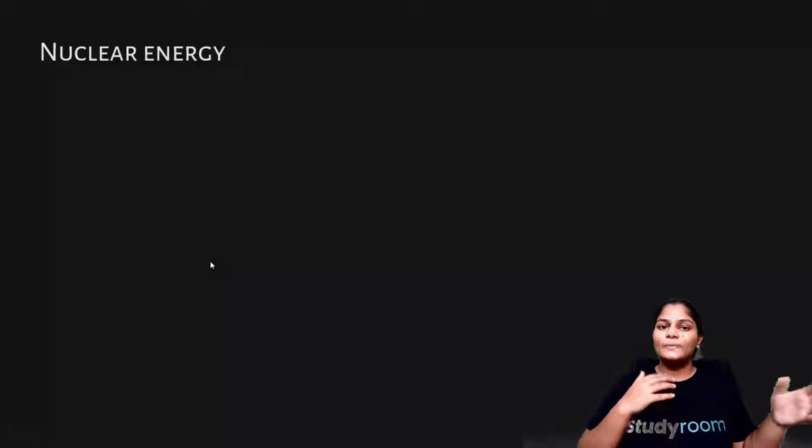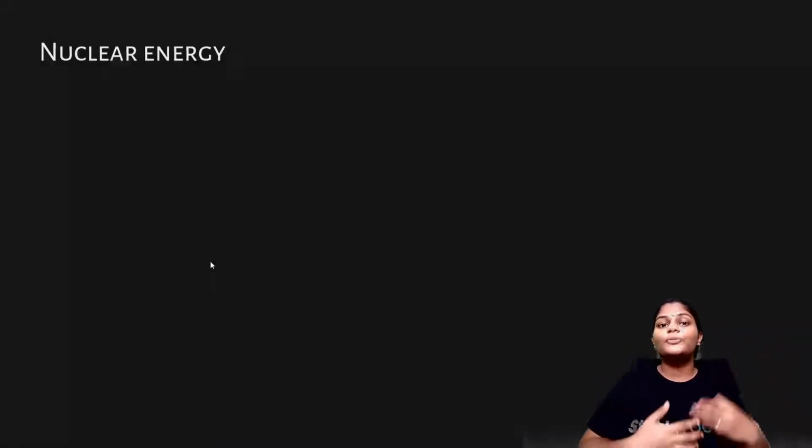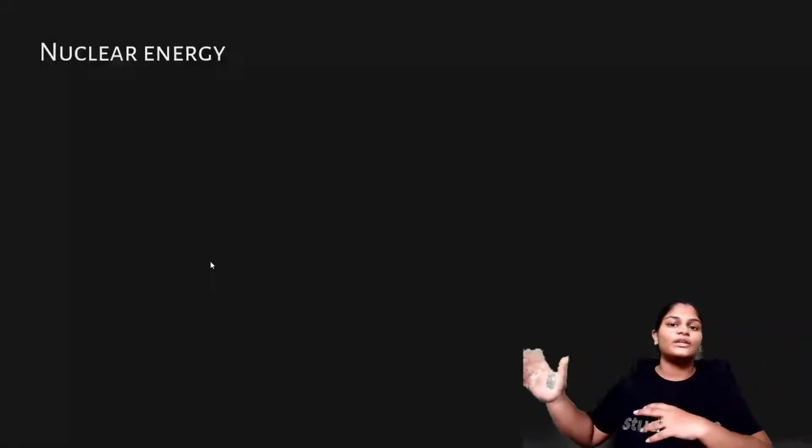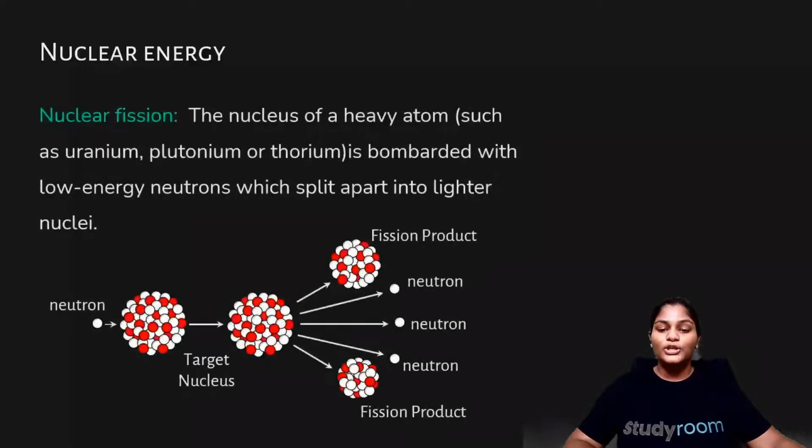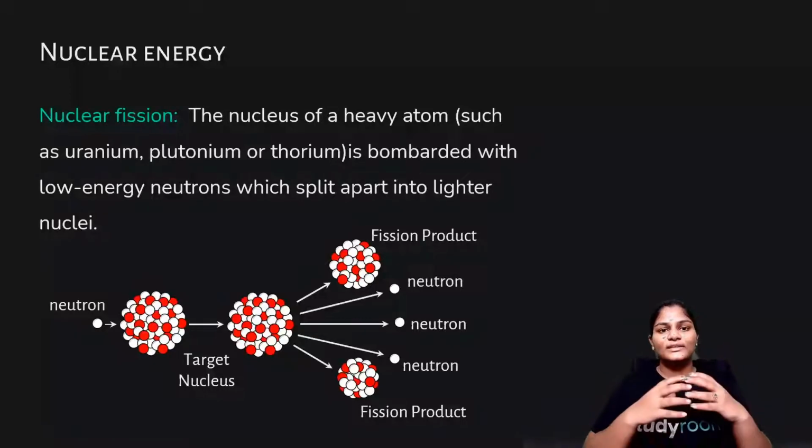So how will that take place? Again, it could be the same process. It could be rotating the turbine and then generating electricity. The same thing that we have been doing for so long. Okay. Now, nuclear energy. What is nuclear?